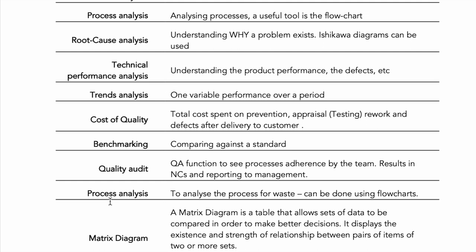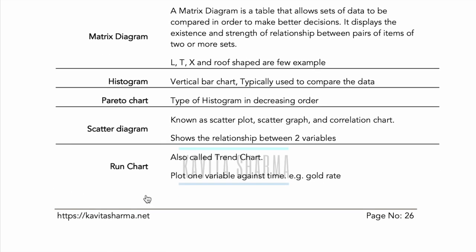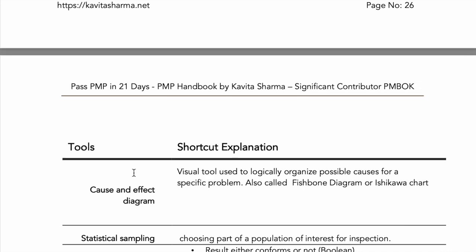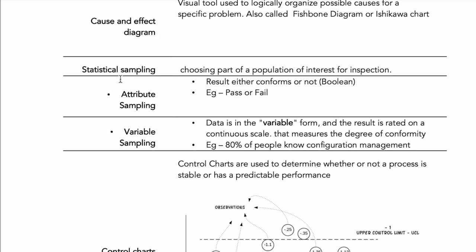Benchmarking, audits, you know all of them. Metrics diagram, different types of metrics diagram. Histograms, Pareto, scatter, run chart. You have all that information and keywords. Different types of sampling. Attribute sampling is either pass or fail. Variable sampling is where data is in variable form.